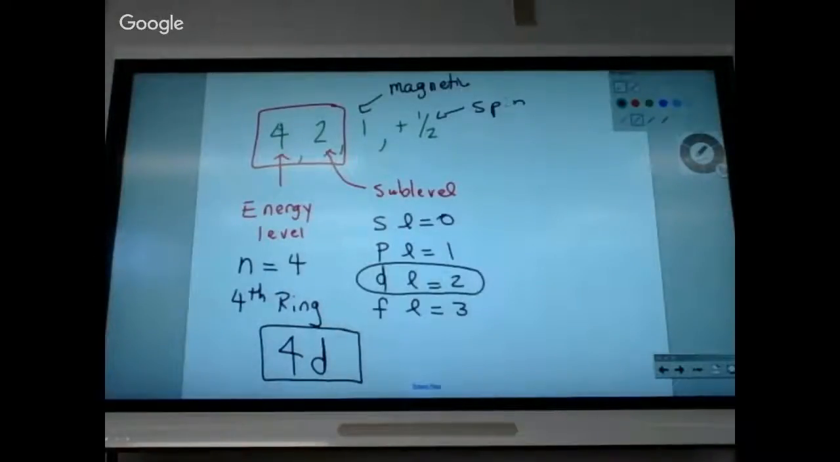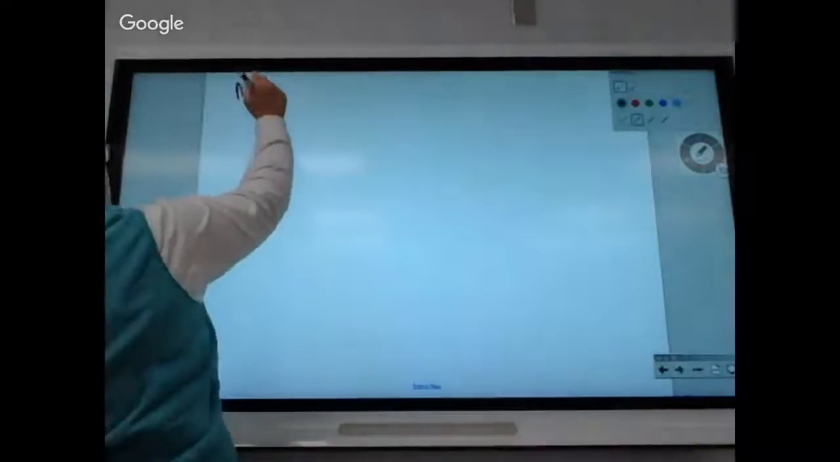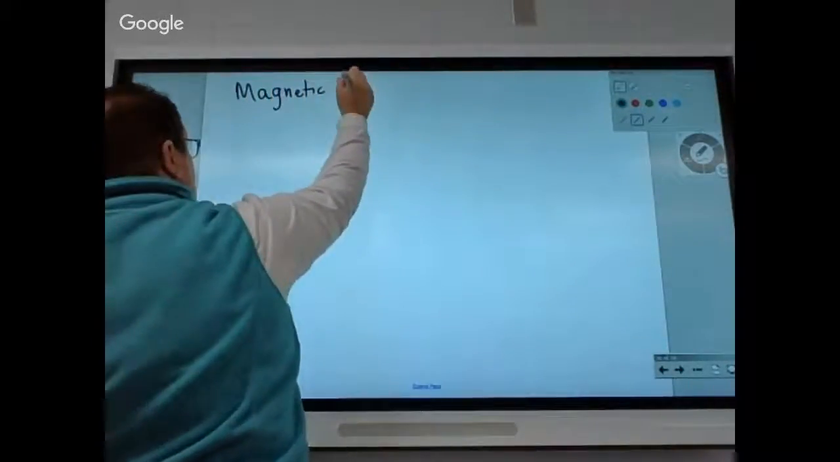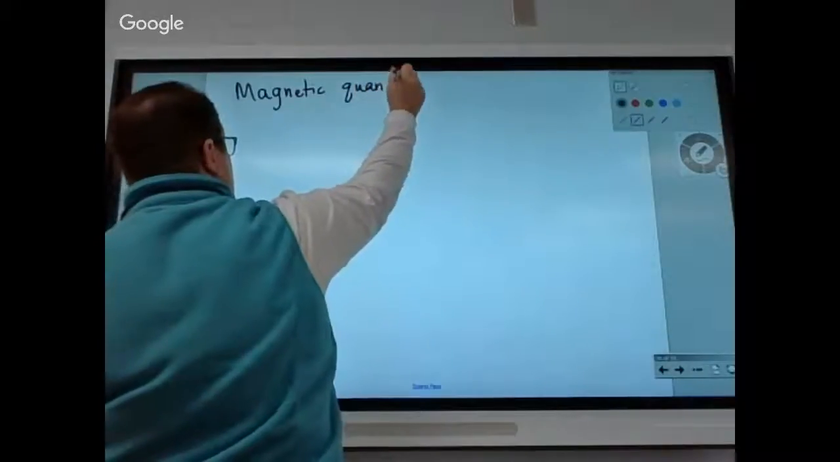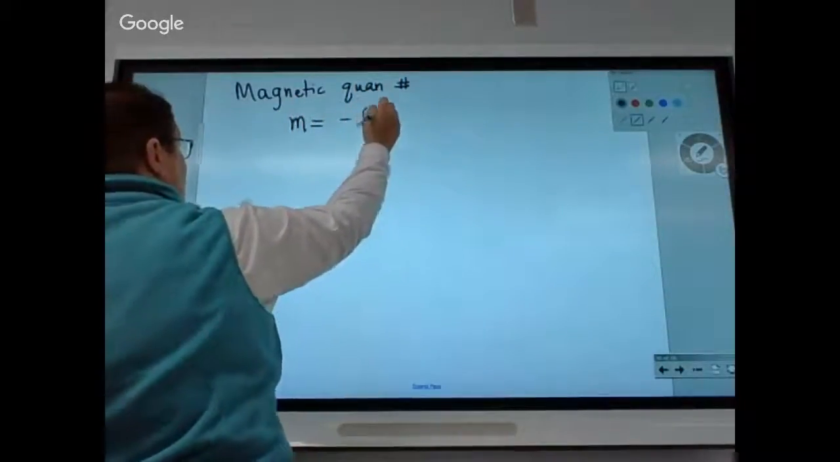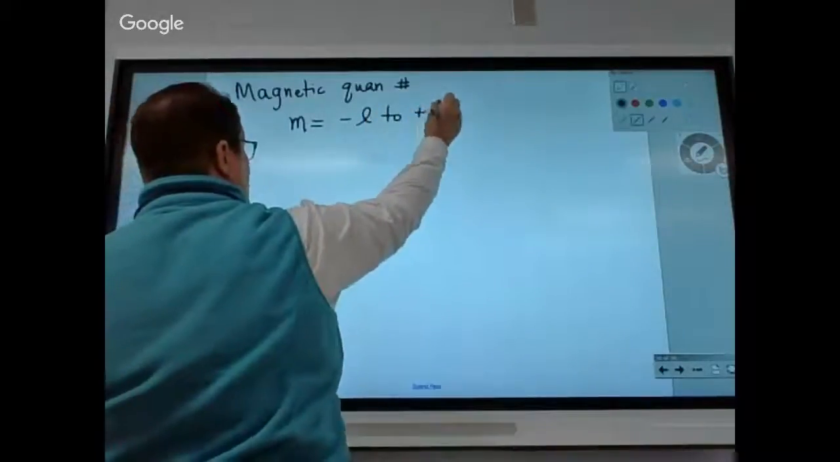Those of you who are not here, I strongly recommend you at least go back and watch this part of the video on the quantum numbers. If you don't want to watch the history stuff, I don't blame you. But this part, I would at least go back and watch. Now, the magnetic quantum number has values also. M is equal to minus L to positive L.